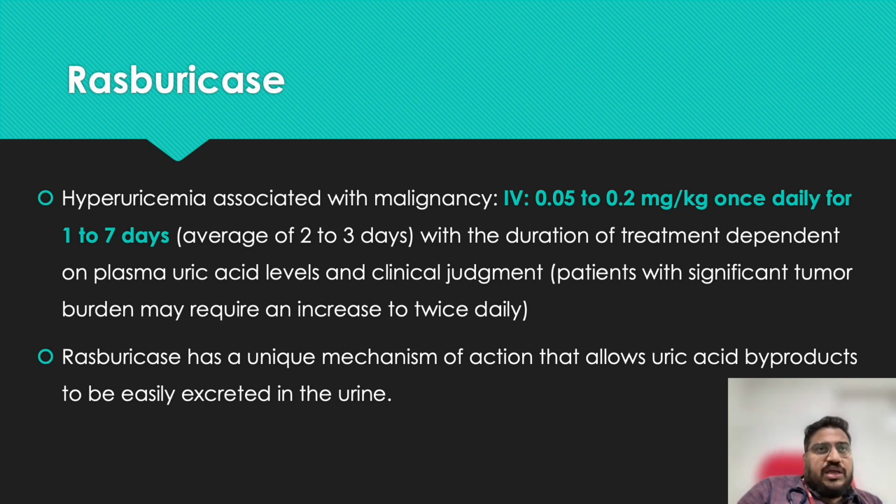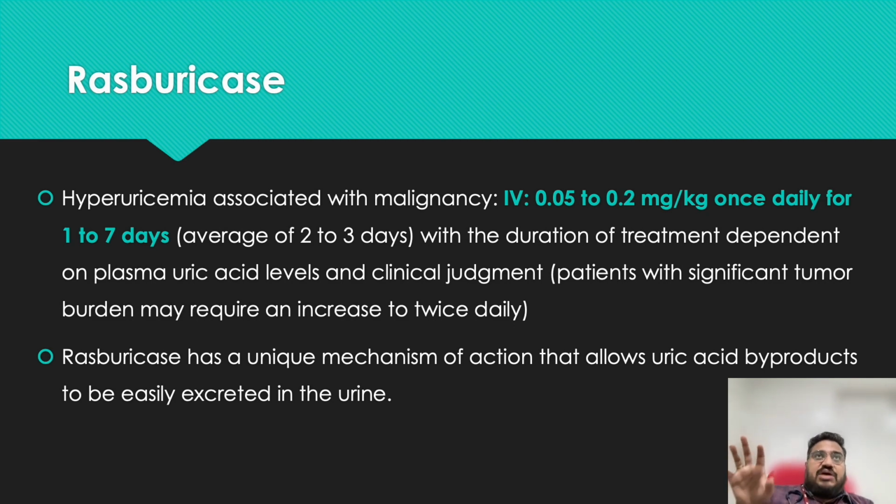We had a patient a couple of months back with a uric acid level of above 25. So one of the indications to use it is a very high level of uric acid. You can give Rasburicase, and it has a unique mechanism of action that allows the uric acid byproduct to be easily excreted by urine. So that is in a nutshell.